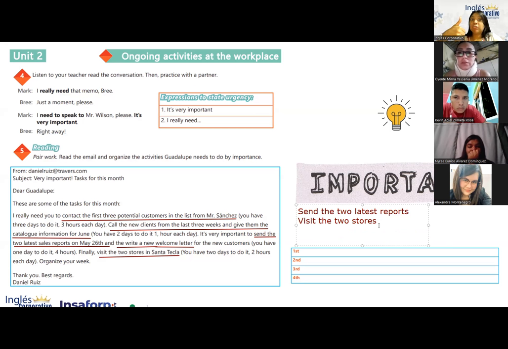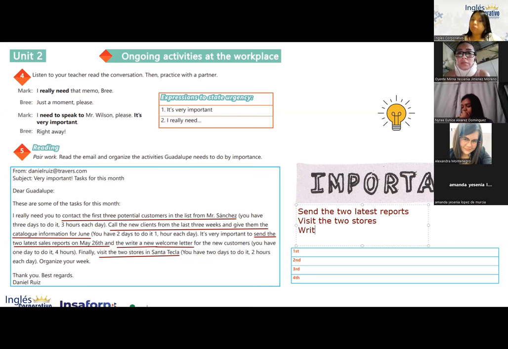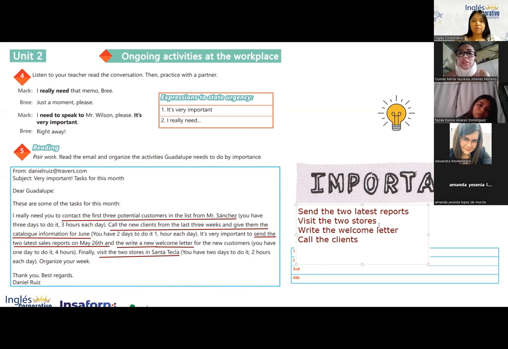Contact the first three potential customers. Write a new welcome letter. Okay, write a new welcome letter. Okay, the welcome letter. Okay, after writing the welcome letter, ¿qué haría? Call the new clients from the last 3 weeks. Okay, call the new clients for the last 3 weeks. Okay, and the last activity? Contact the potential customers. Okay. Very good.